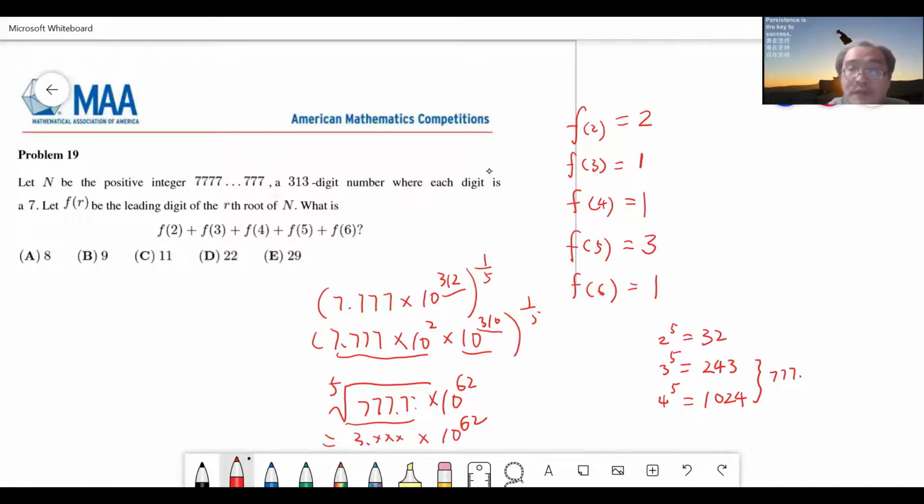So then we're going to find the sum of all these numbers. That's going to be 2 plus 1 plus 1 plus 3 plus 1, which equal to 8. So the answer is A, 8.